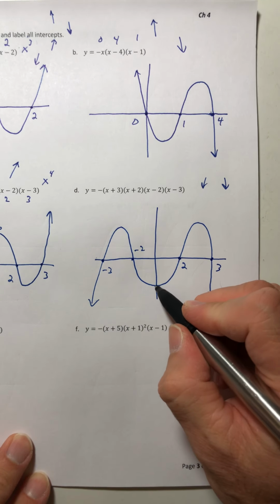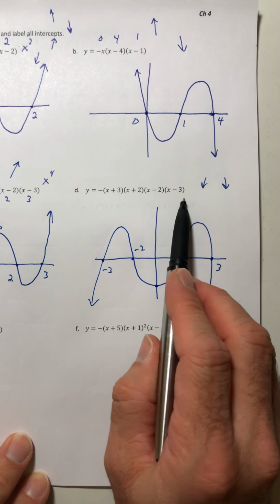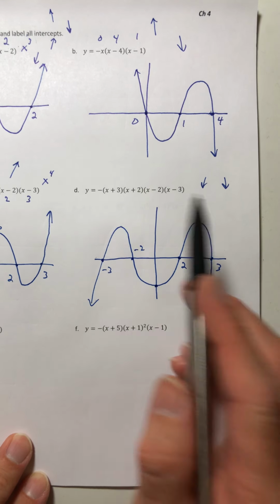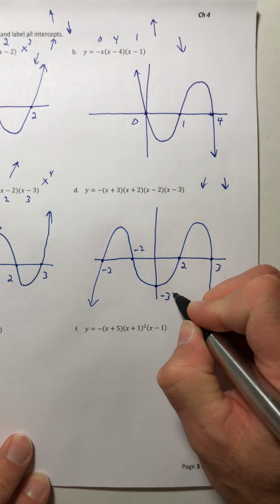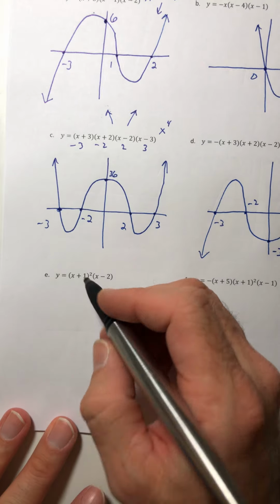All right, and then your y-intercept, again, plug in 0 for all your x's, multiply everything in and out, including this negative sitting out in front. It comes out to -36. All right, so now let's look at the fun ones.